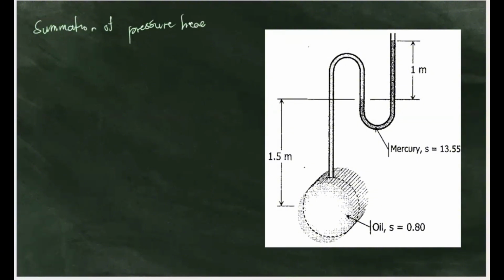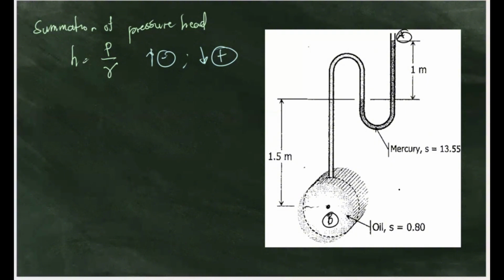What is pressure head again? H is equal to P over gamma. Remember, when going up, we read it as negative, and when going down, positive. Let's start from the top. But before that, let's say this is our point A, and this, at the center, is our point B. What we're looking for in the problem is the pressure at point B, the center of our pipe.